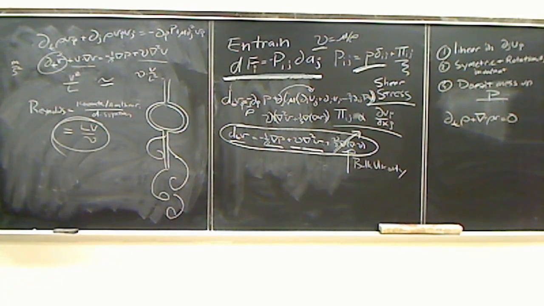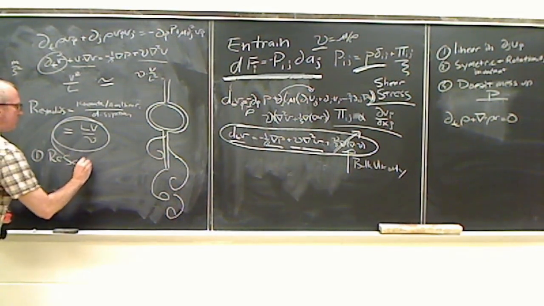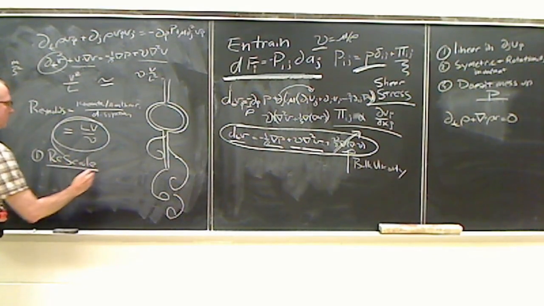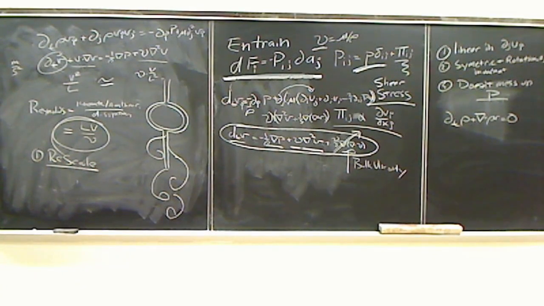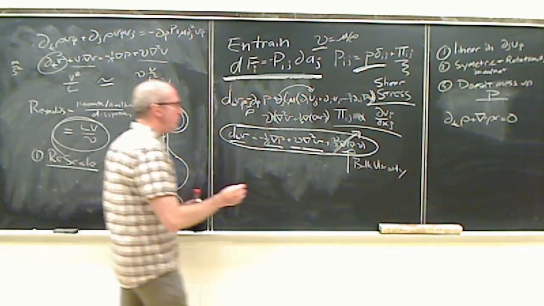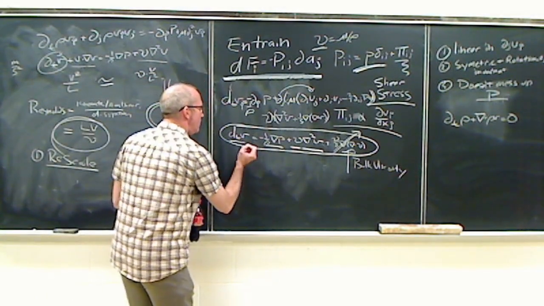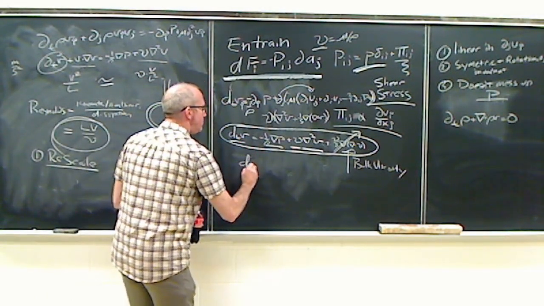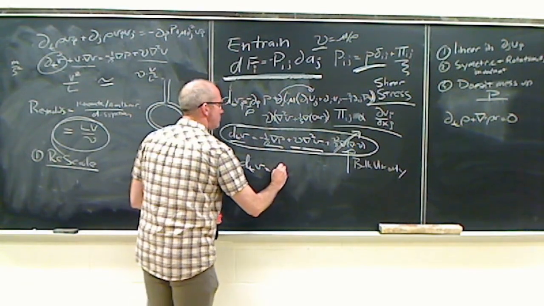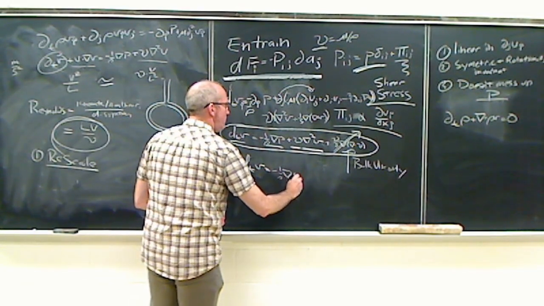So this is a crucial number for two really important reasons. One is it lets you rescale the equation. If you look at Euler's equation, it says d by dt of velocity equals minus 1 over rho grad p.